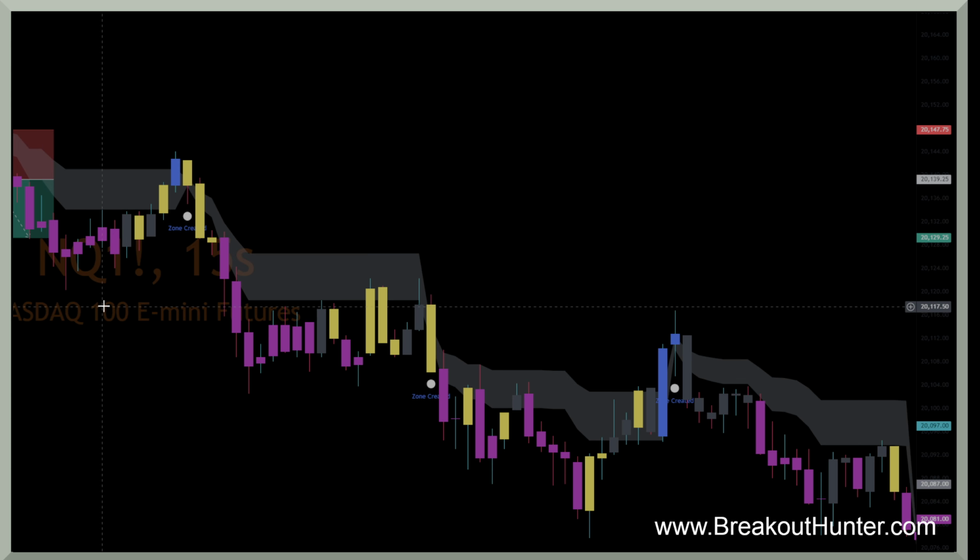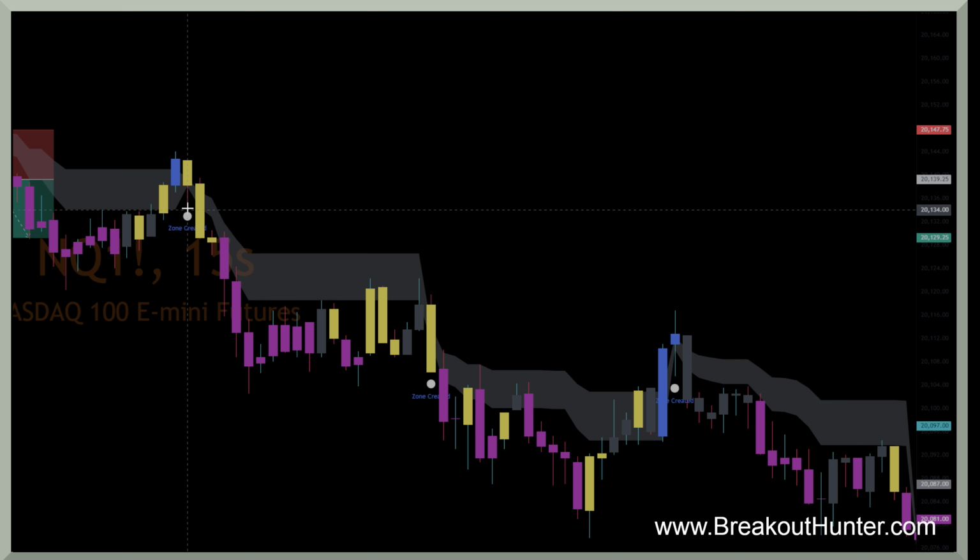And I do 40 ticks for a reason, because for NASDAQ liquidity grabs, a lot of them, 40 ticks is what it'll go and it'll win without turning back around. So I just like 40 ticks.